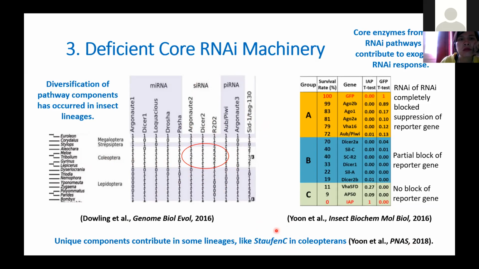So to further complicate matters, the pathway components from multiple pathways, there's actually overlap between these pathways. So you can see here on the right that in the Colorado potato beetle, RNAi completely blocked suppression of the reporter when they targeted Argonaute 2b, Argonaute 1, Argonaute 2a, and OBP. So this shows that different components of all three RNAi pathways can contribute to RNAi efficiency in some insects.